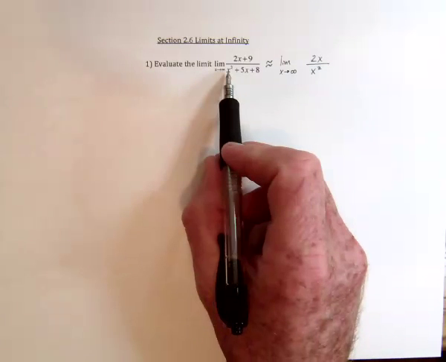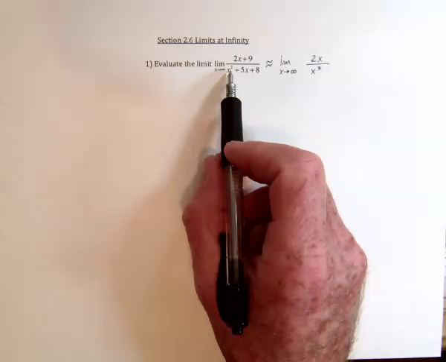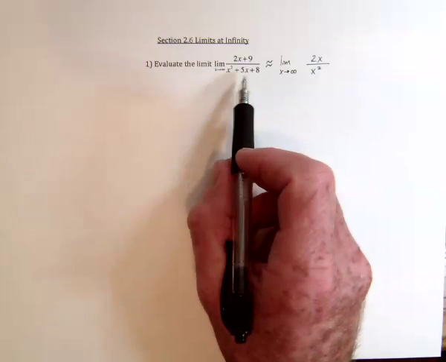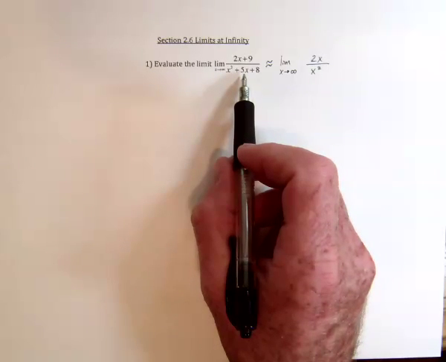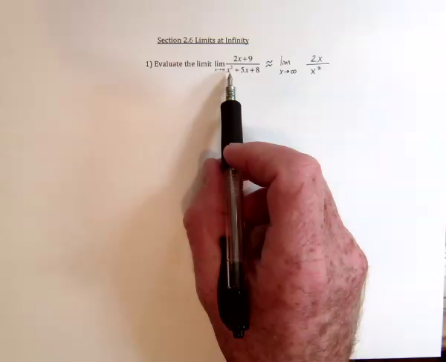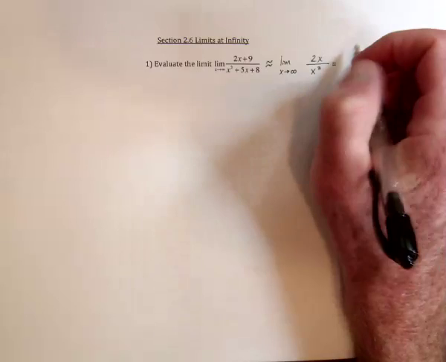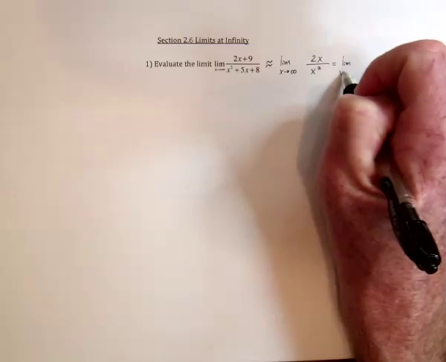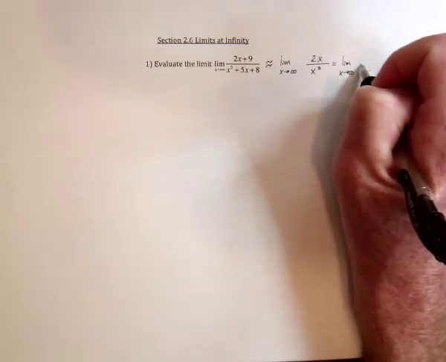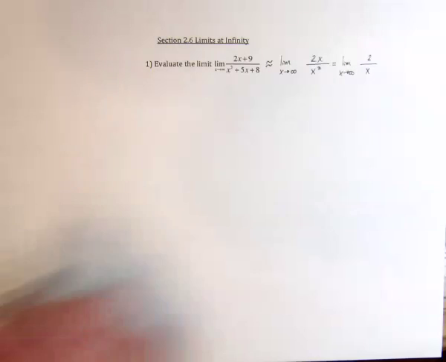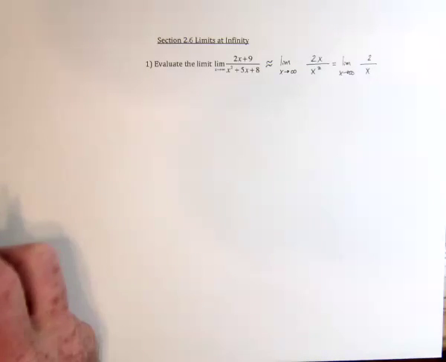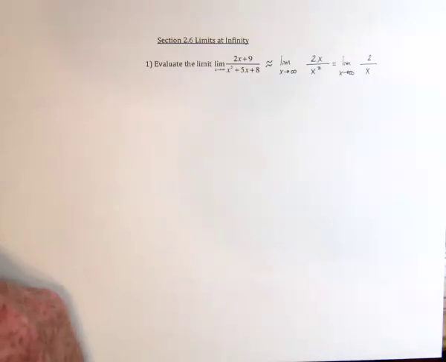So the same type of thing. Infinity squared, that's much more powerful than adding 8 or even adding 5 times infinity. So use the most powerful term, which is the x squared. And then you can do some algebra, because you can cancel x's. So you've got the limit as x approaches infinity, and then 2 divided by x. And 2 divided by infinity is 0.